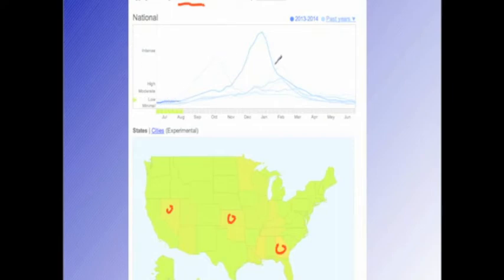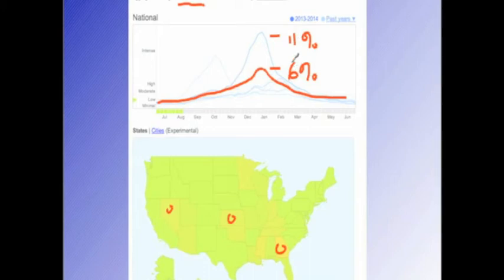So these are the numbers from last year. This is on the Google website. What they don't tell you is that the flu trends were about right, but were about double what the actual number was. This was Google's estimate. They said that about 11% of people had the flu based on this information, and the actual numbers were closer to 6%. So they overestimated by double.